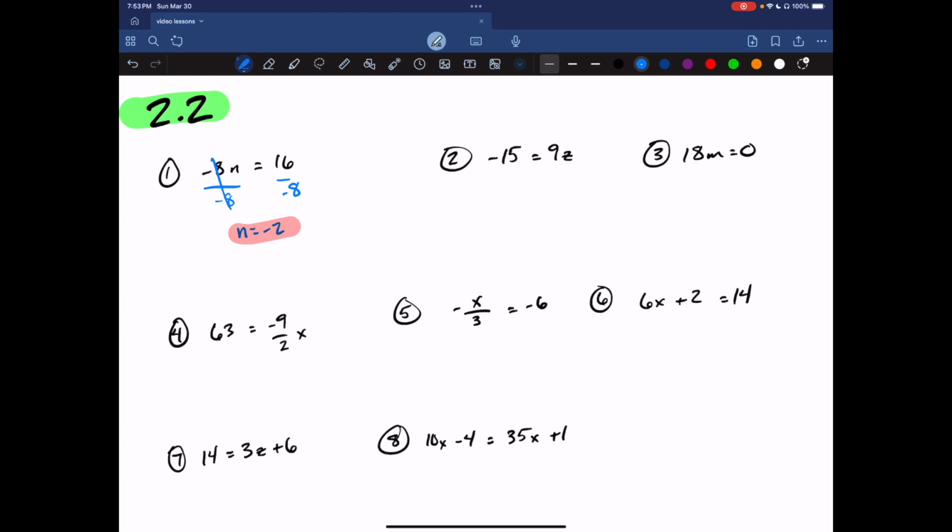I personally like this stuff, multiplying and dividing, more than I like adding and subtracting, because it is as straightforward as that. But everybody's entitled to their opinion.